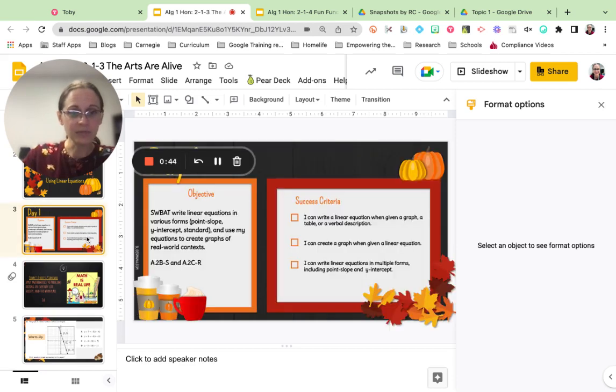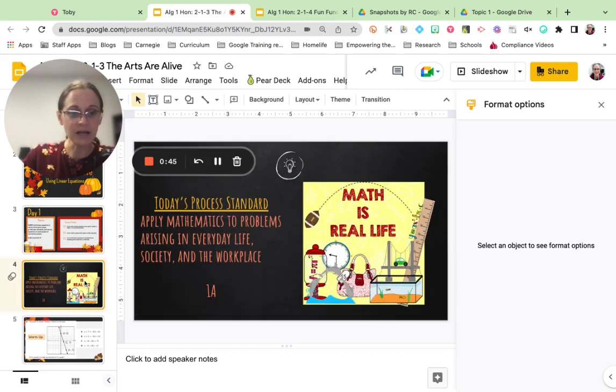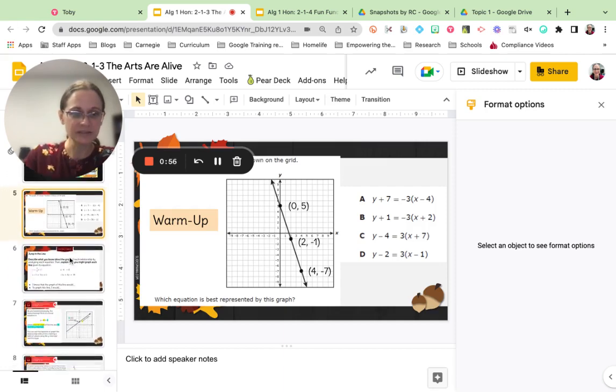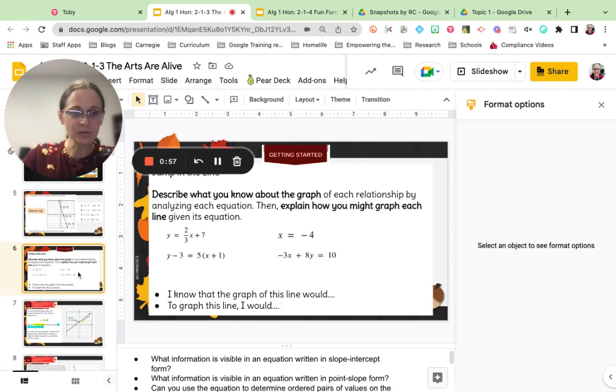The lesson will begin with our objective and our success criteria. Our process standard is to use math in real life. There is a warm-up here that is a STAR warm-up. I've replaced the Carnegie warm-up with an example from STAR. And then as we move on through the lesson, it's basically just what you'll find in the book.